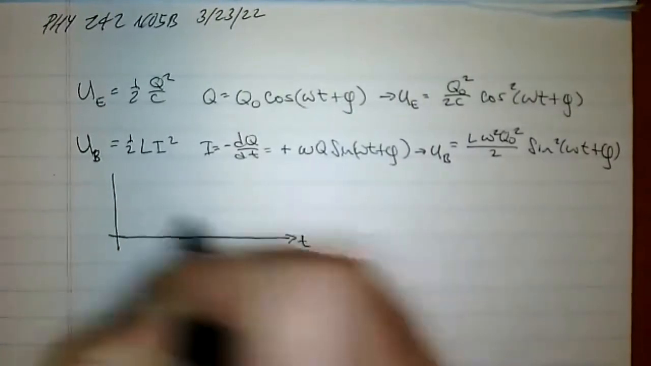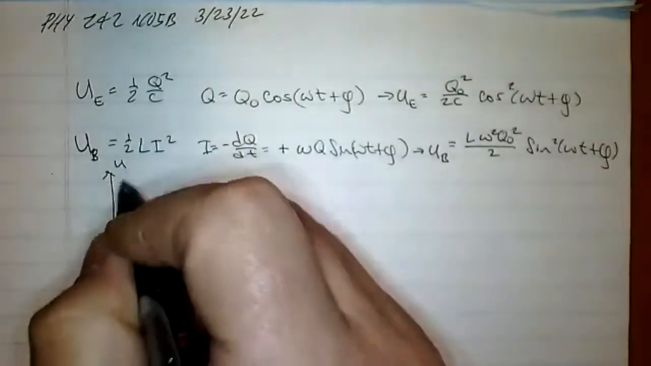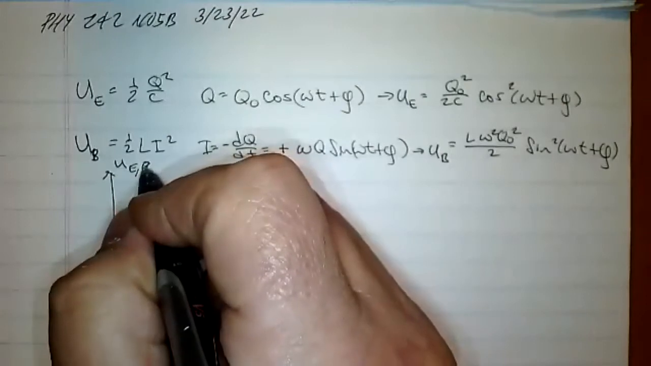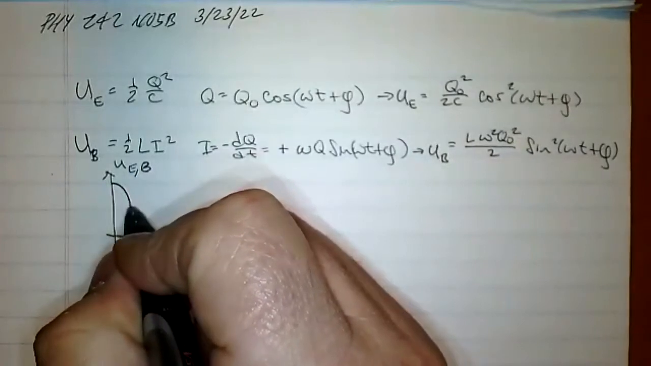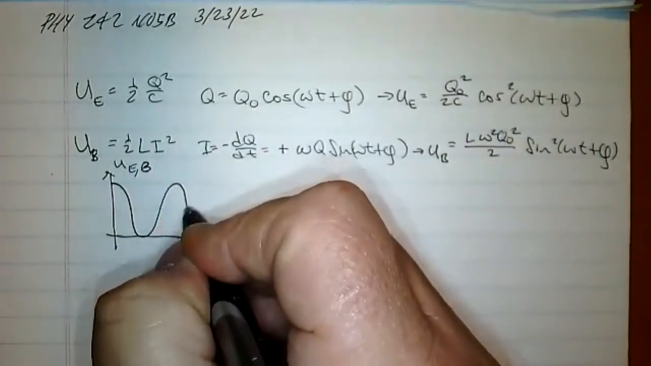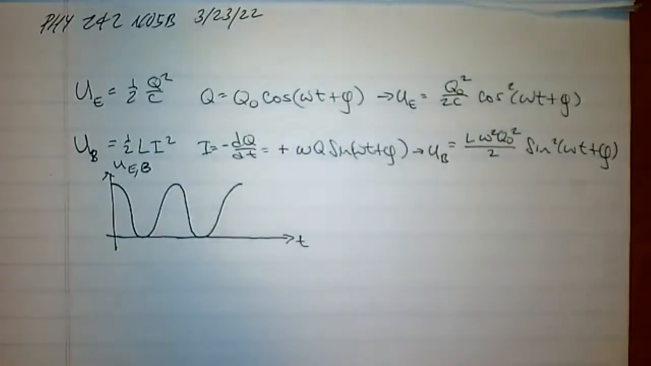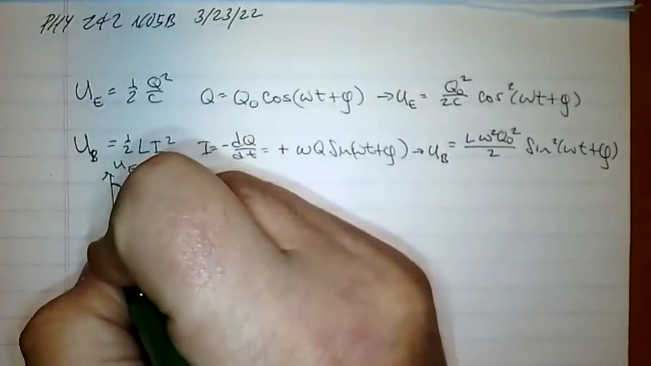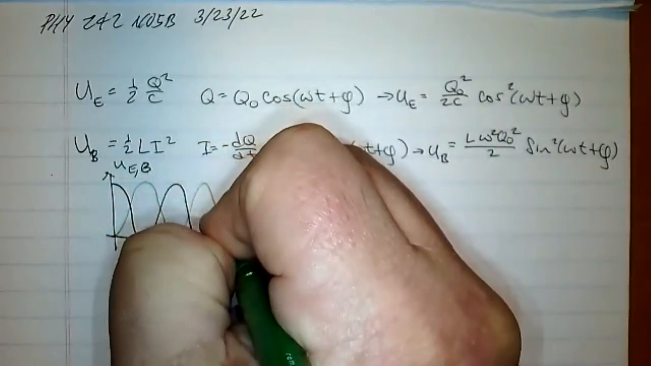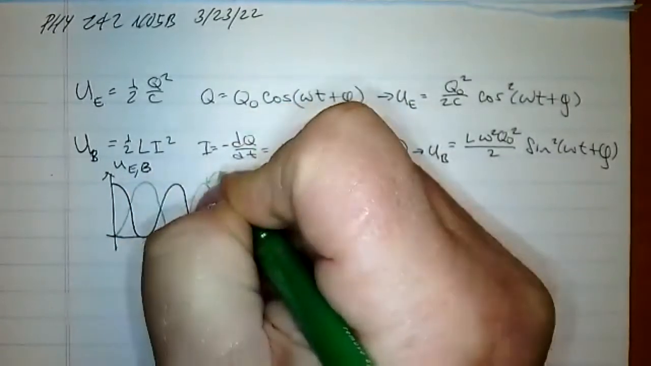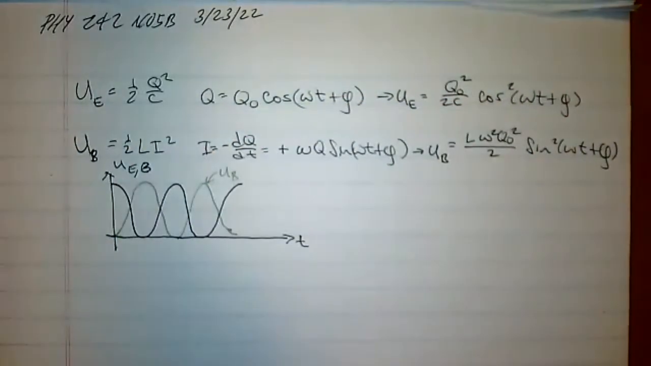And if you make a plot versus time of the energy, I'll put E, comma, B like that. Then the electric field goes like cosine, so it'll be like this. And of course, the magnetic field goes like sine, so that'll be like this. So this green is U sub B, and this black is U sub E.